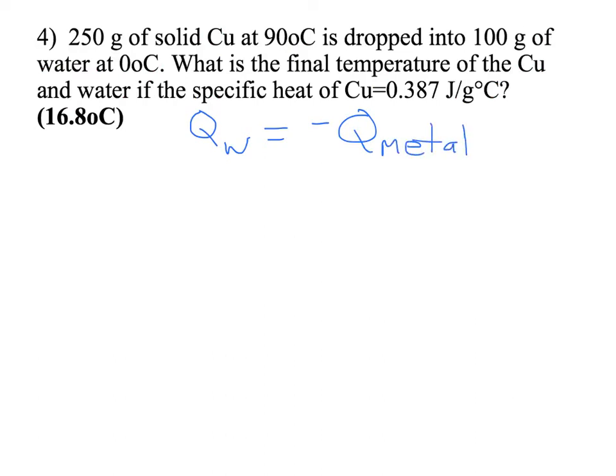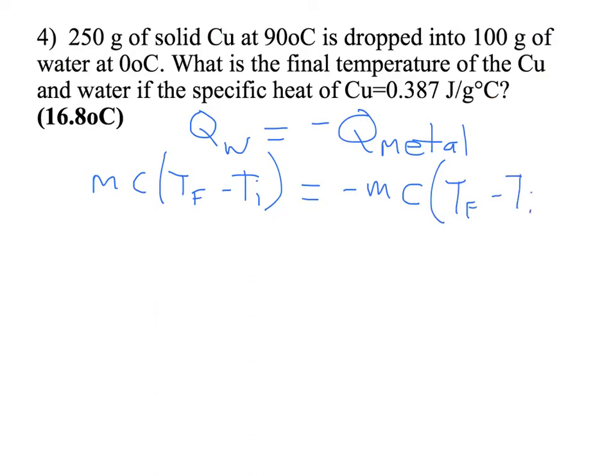So we can just substitute in mCTF minus Ti for the water is equal to minus mCTF minus Ti for the copper. And all of these on the water side are unique to just the water. The mass of the water right here is the 100 grams of water. The C for water is 4.18, and the Ti for water, the initial temperature for water, is 0 degrees Celsius.